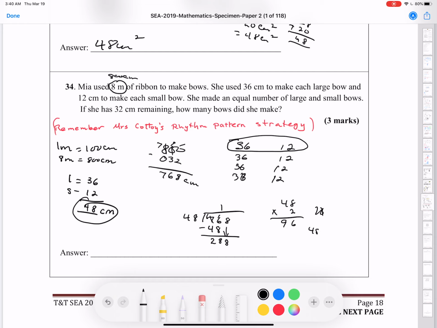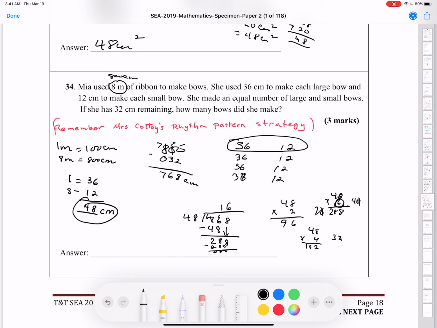Let's try 48 times 4. 8 4s are 32. 4 4s are 16. And 3 is 19. We don't have enough. Let's try a bigger number. Let's try 48 times 6. 8 6s are 48. 4 6s are 24. Add 4, 28. So we're going with the 6 here. 6 times 48 is 288. 288 take away 288. 0.